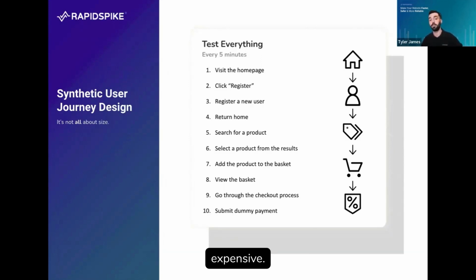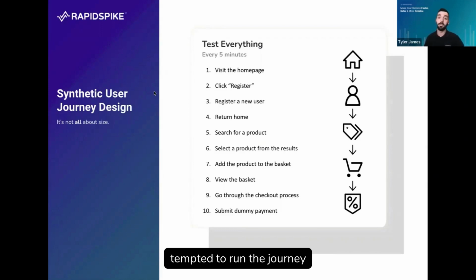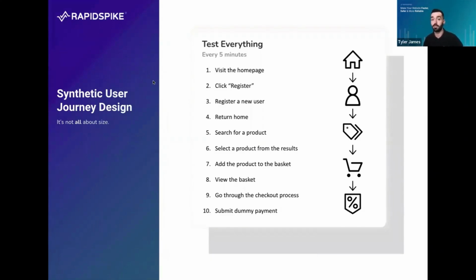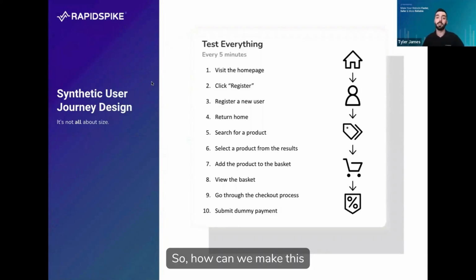And that's expensive. If the customer has users in the UK and EU, for example, they might be tempted to run the journey in 2 regions, which would immediately double the cost. So how can we make this cheaper, but also better? Next slide.